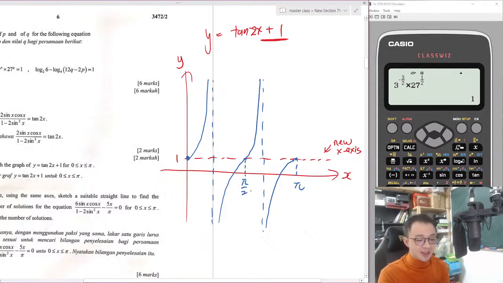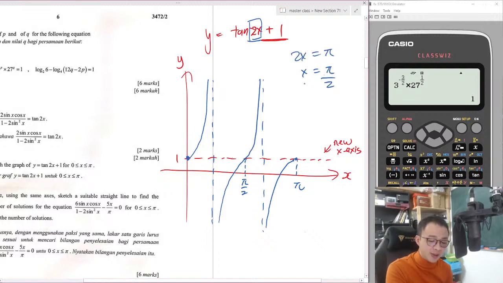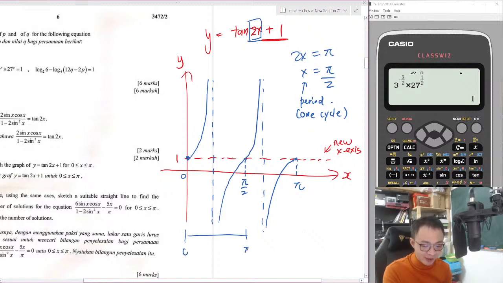Okay, so this is just tangent 2x. Basically, if you want to pay attention to 2x, right? 2x equals pi, x equals pi over 2. This x basically means the period. Period basically means 1 cycle. So that means you can see from 0 to pi over 2, I actually already completed 1 cycle here. Because what?